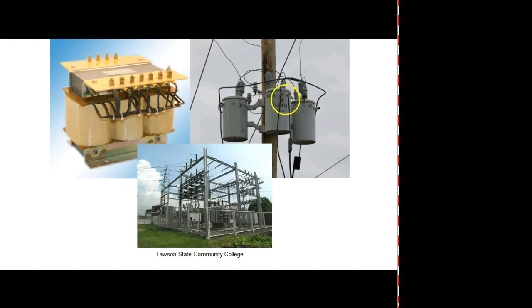Plus, there's an arrangement called Delta. And Delta's really neat in that it will still run if one transformer goes out. The other two transformers have to pick up the load, but they can still run the system. They just reduce the load. It's called open delta. So that's really, really neat. You can get an open delta with two transformers.